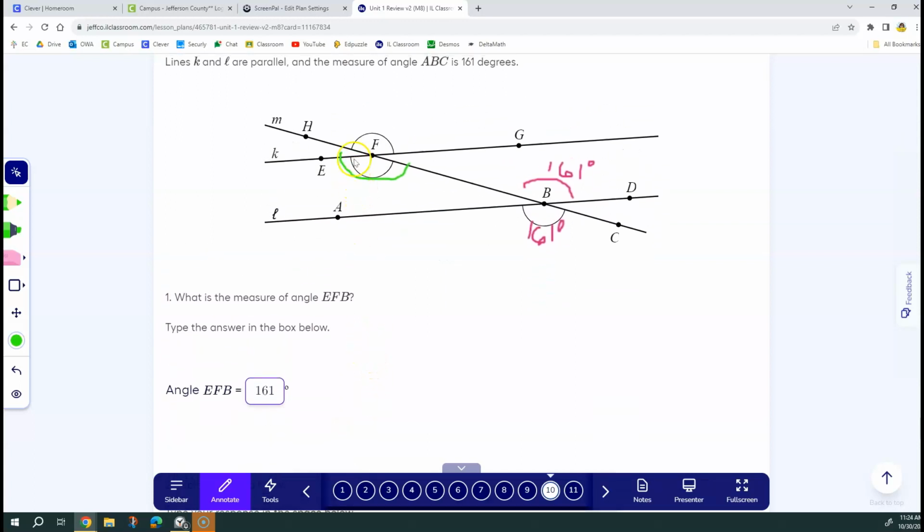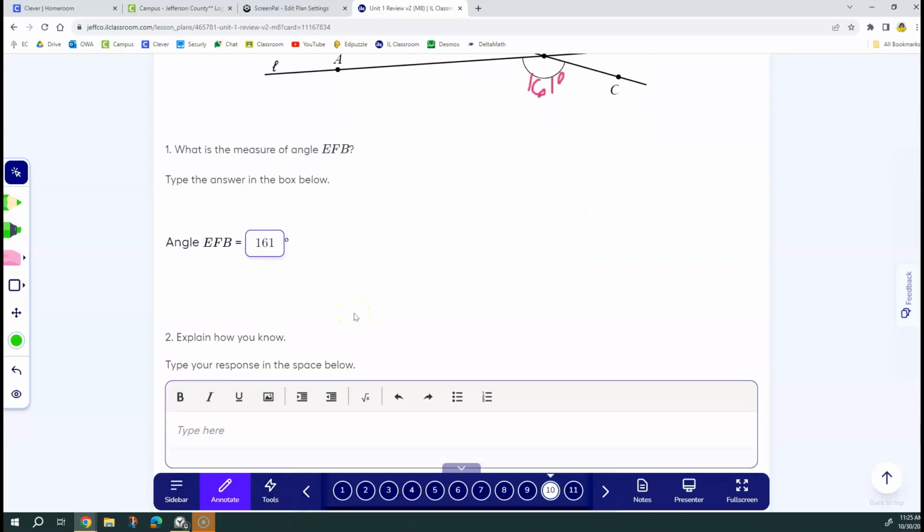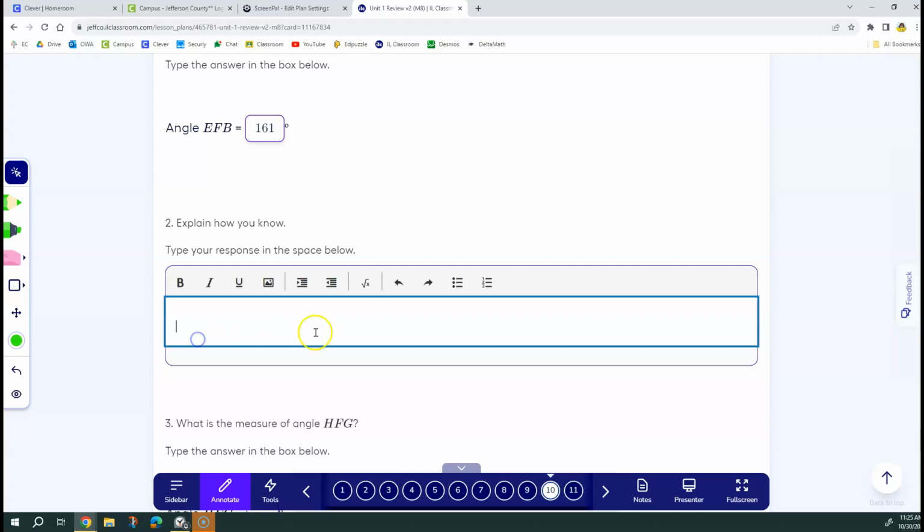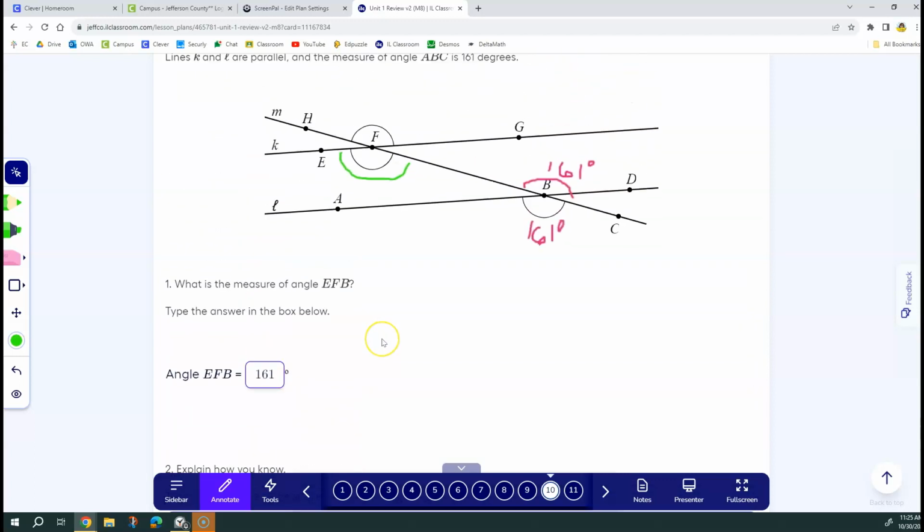There are other ways that you can figure out the angle measurements. If you figured it out using a different method, totally fine. Explain how you know, so you can type your explanation in there, because you might have a different explanation than I do.